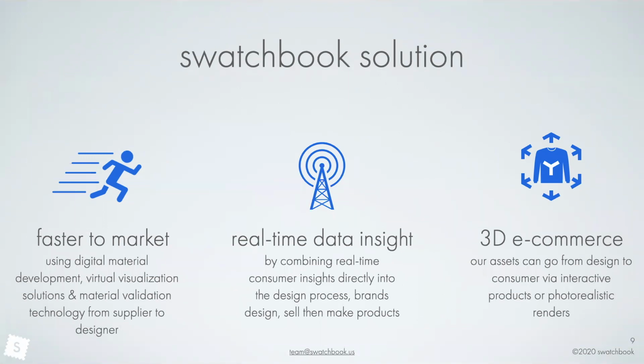So we focused on how we get faster to market using digital material development, visualization and virtual solutions, and material validation that starts at the supplier and feeds into the design process. Then we put that type of data set into the hands of brands and suppliers, giving them real-time data insight: what materials do people like, what materials and colors are people using. Suppliers can then have a better understanding of how that works, which right now they're not really doing. Everything is very analog. And then finally, the 3D e-commerce side of things, where your assets can go all the way from design to your consumer via interactive product or photorealistic renders.